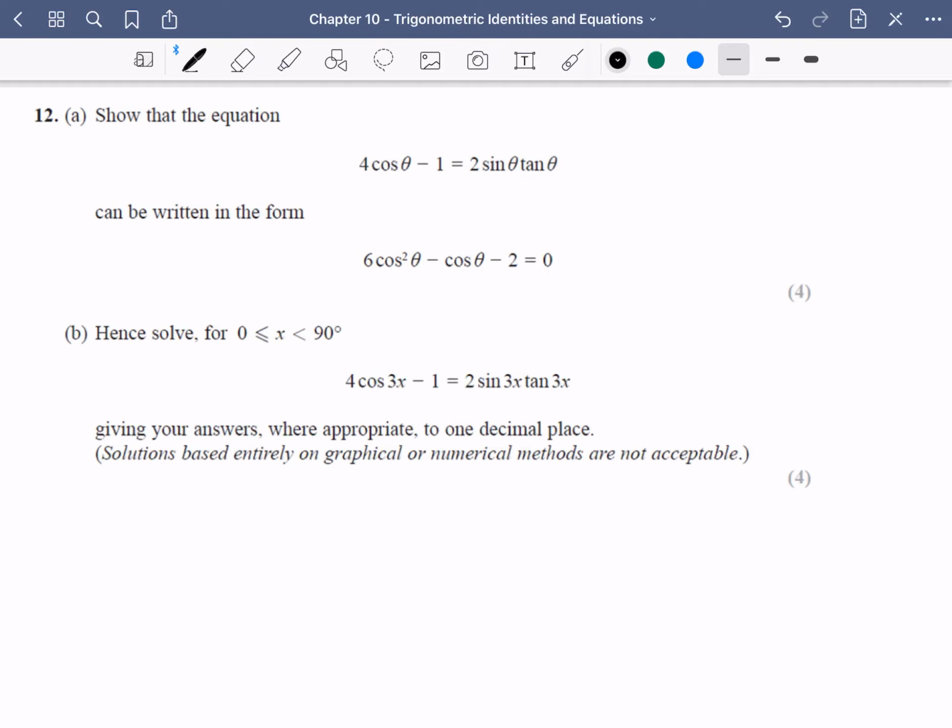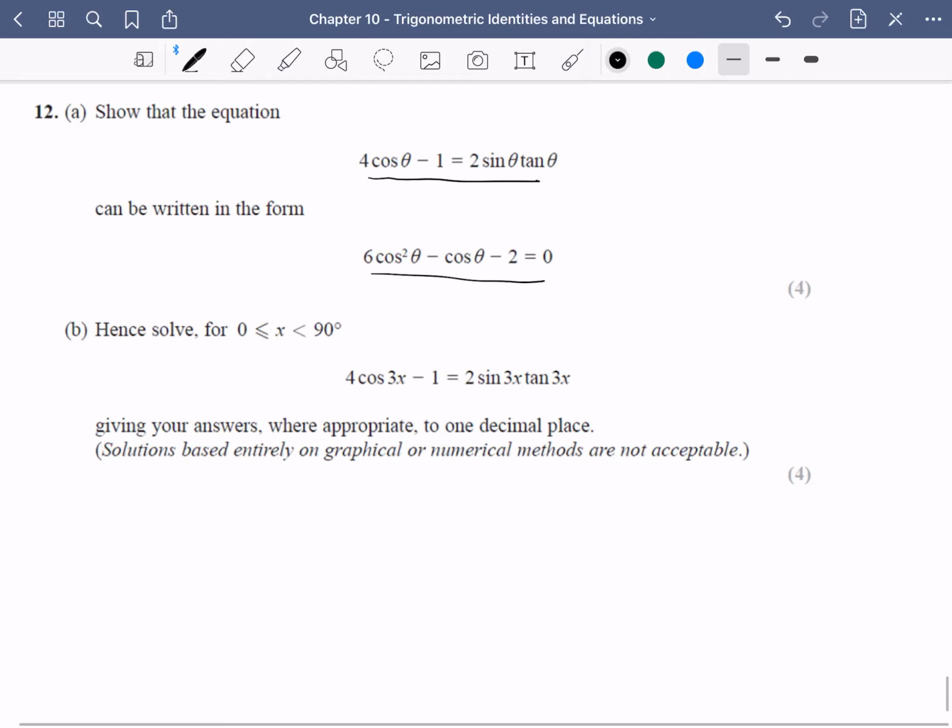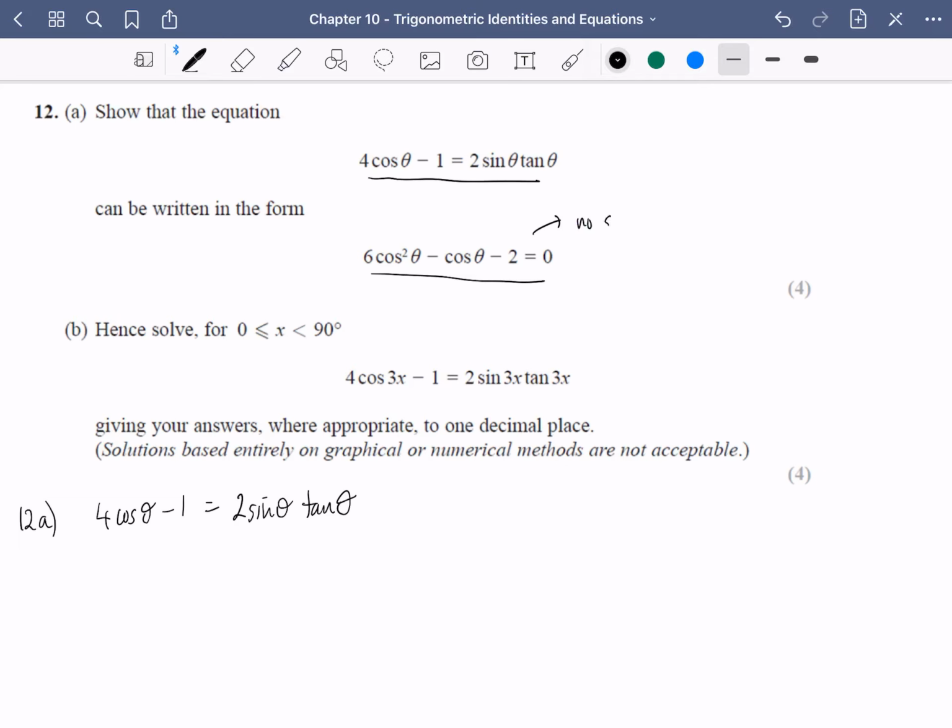Okay, show that this equation can be written in this form. So this one's nice and difficult. Let's just begin by thinking about what the issues are. So we have 4 cos theta minus 1 equals 2 sine theta tan theta. Now this equation has got no sine thetas and it's also got no tan thetas. So I think I'm going to try and deal with this tan theta as my first step.